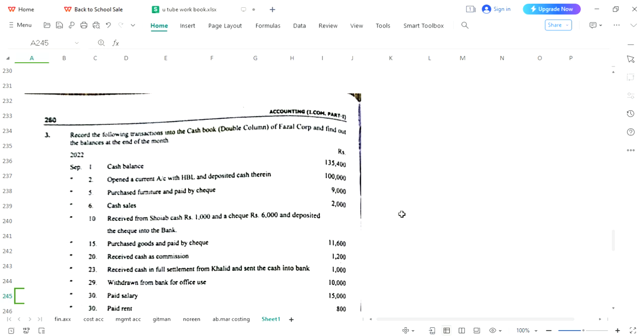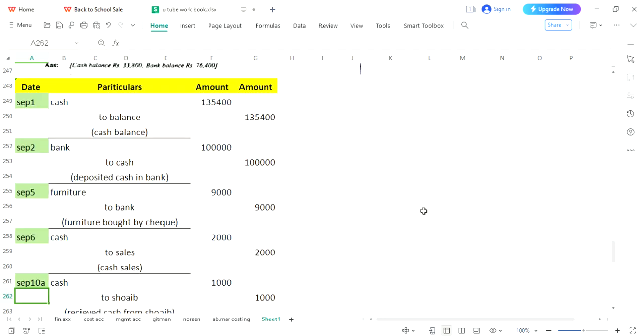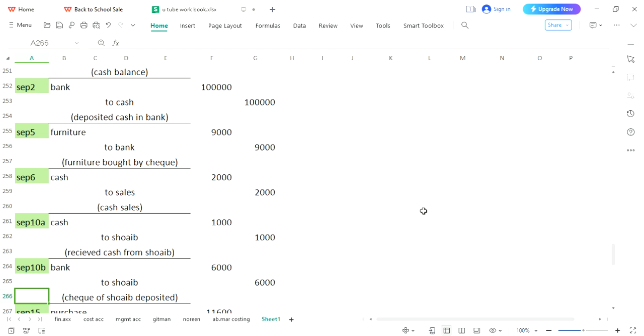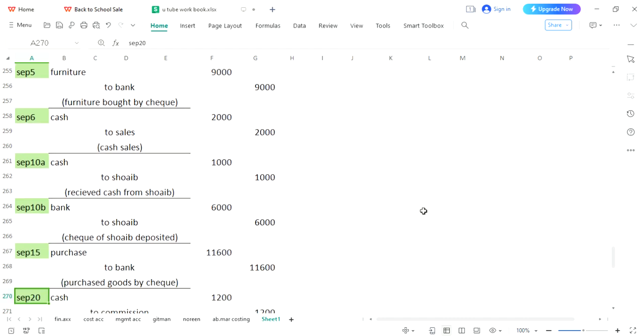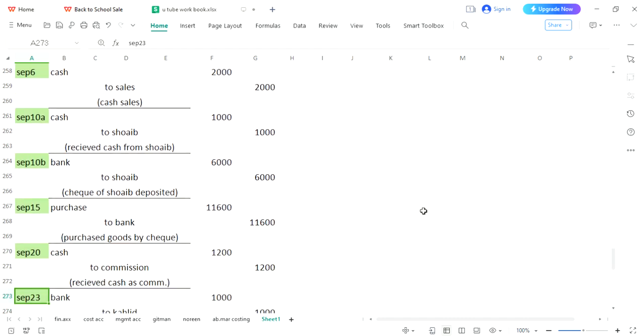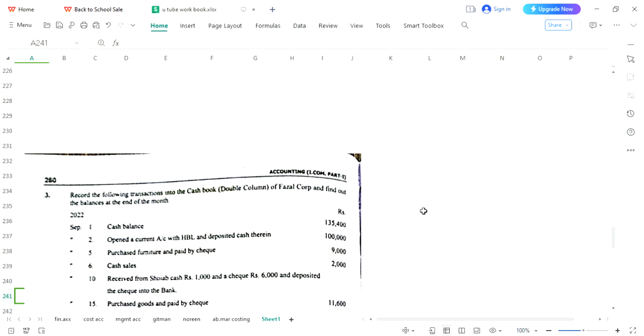Today's target is to solve the second part of the third question. Hopefully you remember that in the third question all journal entries were completed. These many journal entries were already journalized. In the third question, now we are going to put these journal entries into a double column cash book.